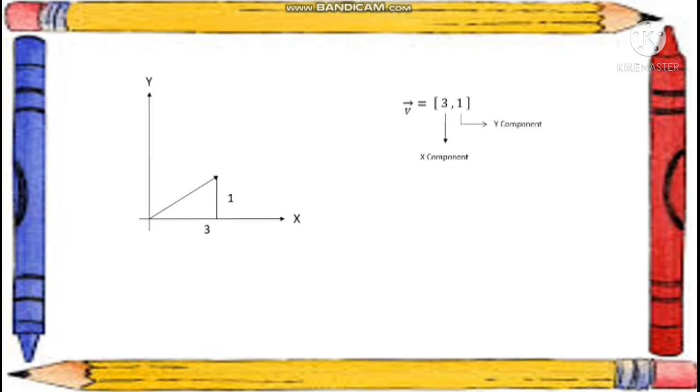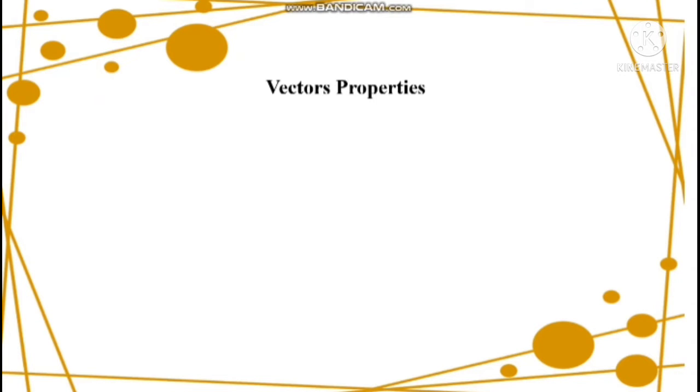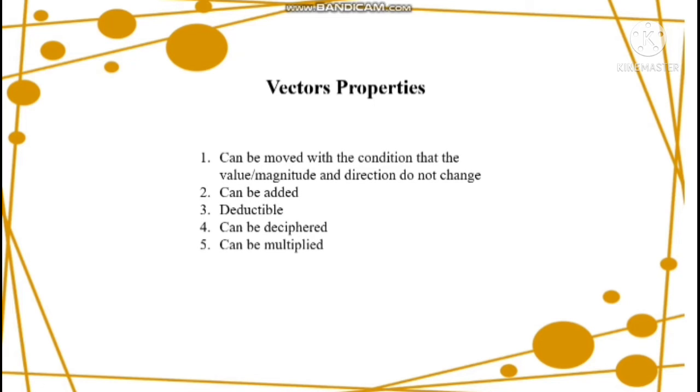Then, when we write a bit of notation here, this is also written as a column. Vector v equals (3, 1), written as a column. 3 is the x component and 1 is the y component. And then vector properties. Number 1, vectors can be moved with the condition that the magnitude and direction do not change. 2, can be added. 3, can be subtracted. 4, can be divided. And 5, can be multiplied.